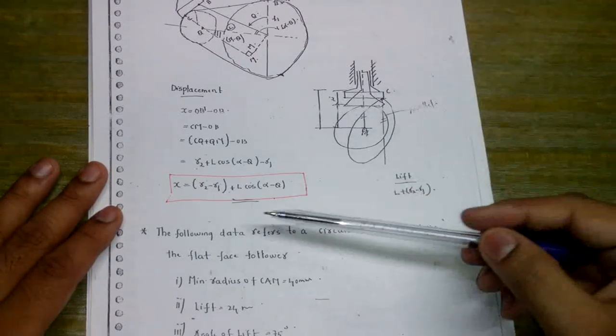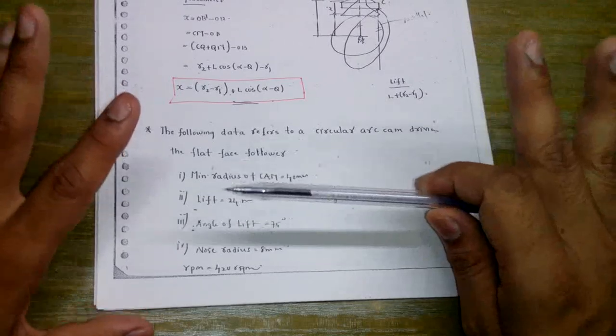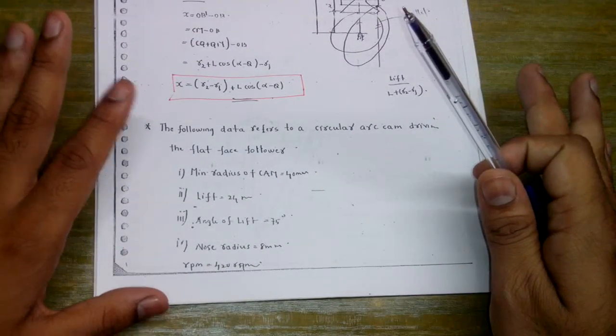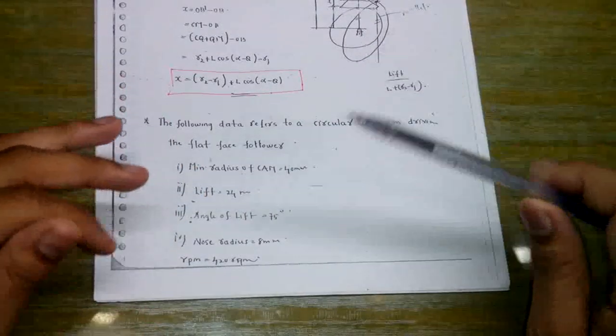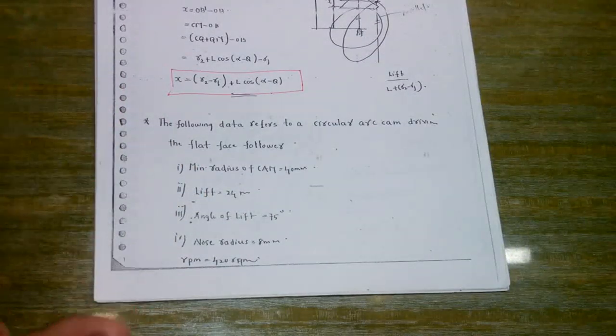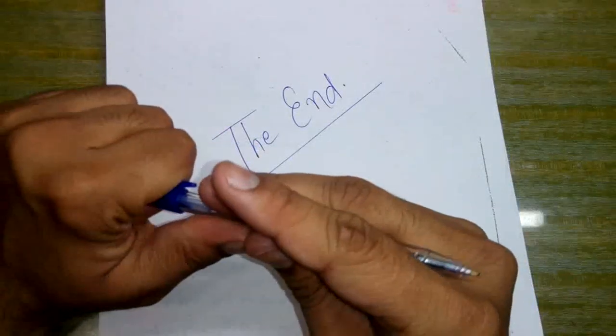This is another numerical which has been given, so I am not going to discuss it because this is not at all important from the point of view of GATE and SSC JE, because such tough numericals are not generally asked, and in this portion they are not asked at all. So with this we come to the end of the chapter on CAM.